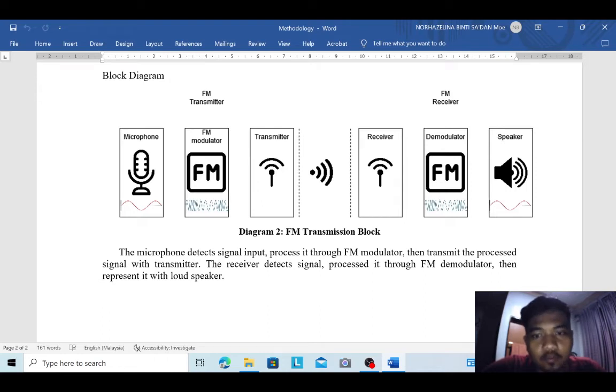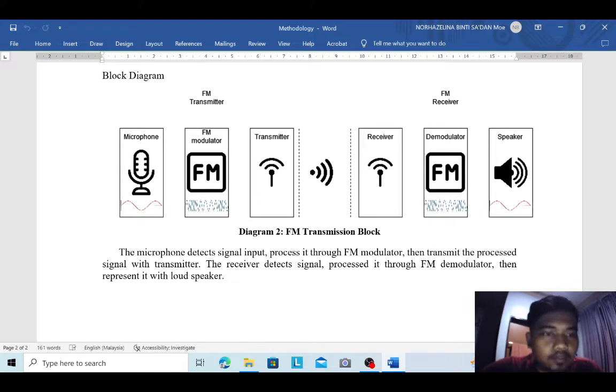For the FM transmission block, it is divided into two. First is the transmitter and second is the receiver. The transmitter will convert the input into the signal, and the receiver will convert the signal to the output.